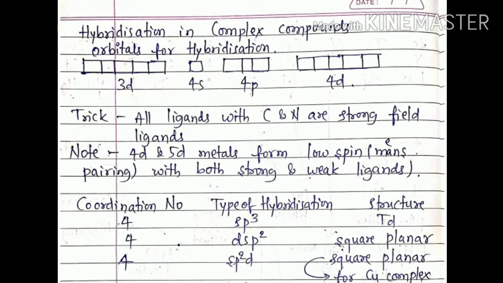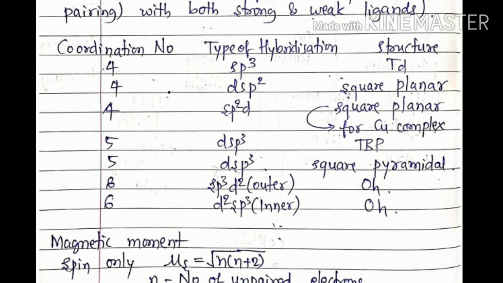Note, 4d and 5d metals form low spin, meaning pairing, with both strong and weak field ligands. So this strong and weak field ligand distinction is applicable only for 3d elements. Then we have coordination number, type of hybridization and structure. If the coordination number is 4, then the hybridization is sp3 and the structure is tetrahedral. If the coordination number is 4, then the hybridization is dsp2.